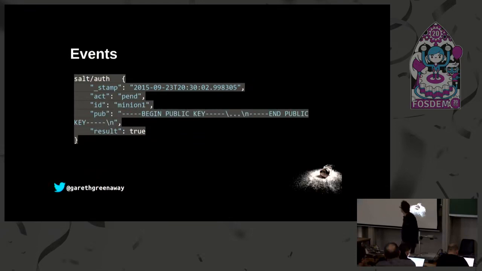And so here's an auth event. This happens, as I said, any time a minion authenticates against the Salt master. So we have a pending event here, minion2, and it's sending its public key along to the master to be signed.